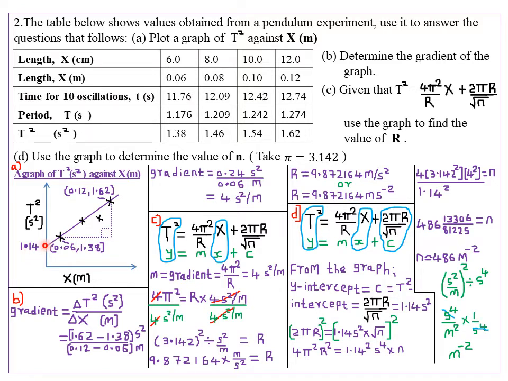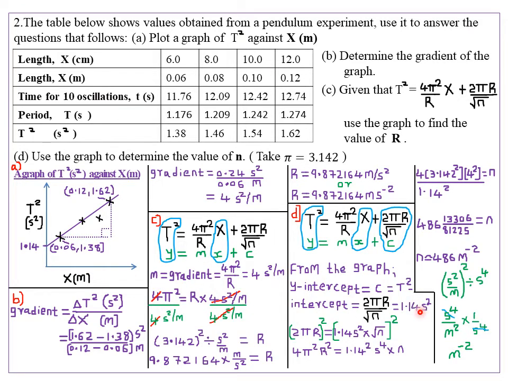That is what we mean by t squared or the y-intercept. So 1.14, which is the t squared intercept, will be equal to the value of c here, which is 2 pi r over the root of n. So 2 pi r over the root of n is equal to the value of c, which was of course 1.14, of course, second squared.